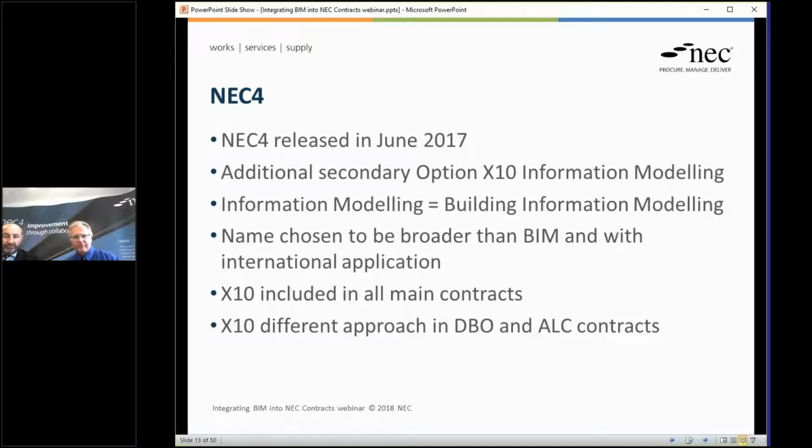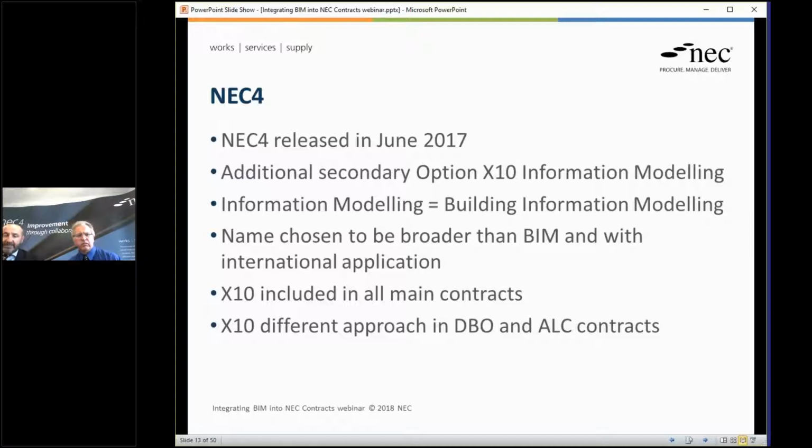The name we chose was to be broader than just BIM buildings, to cover the other types of work that can be done under the contracts, some of which may not even be directly construction related. Yeah. So X10 is included in all of the main contracts, all of the non-short contracts.